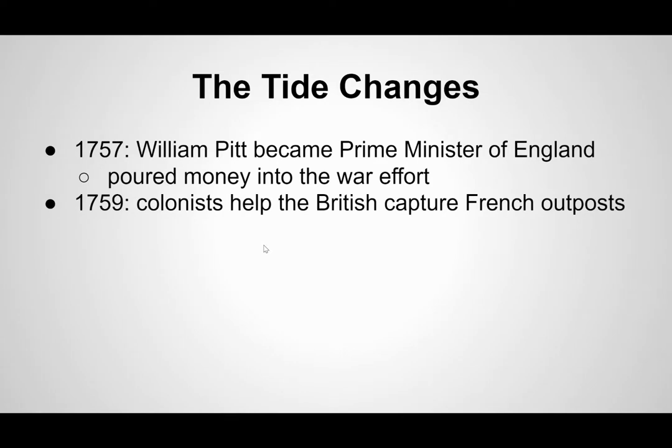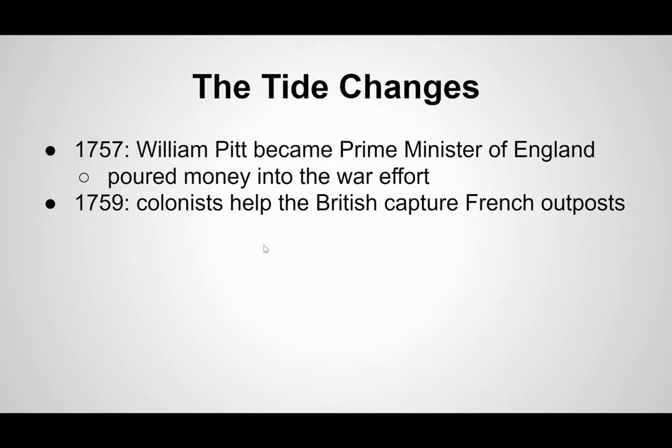The other reason that the British start to win is that in 1759, the colonists actually helped fight with the British Army to capture French outposts. Outposts, think of them kind of as smaller forts. They're not as big as a regular fort, but they're still a military base. And so the colonists were helping the British, and the colonists have a stake in this war because they also wanted more land that they can move further west on and farm on and make money off of.